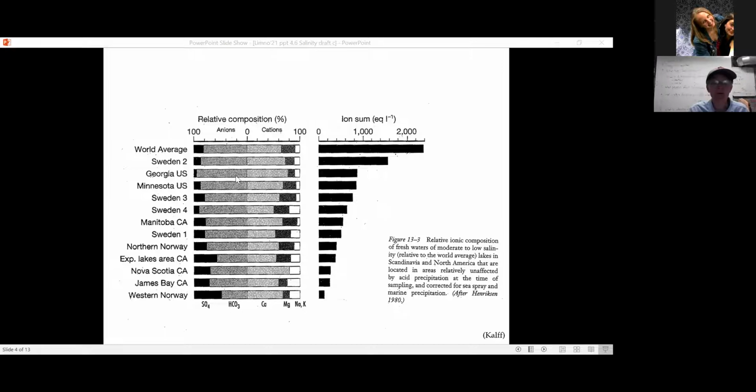Whereas if you go to, there's a bunch of lakes in Sweden, right? So we got different groups and they're all more dominated by bicarbonate and calcium. I think Minnesota's on this list here.